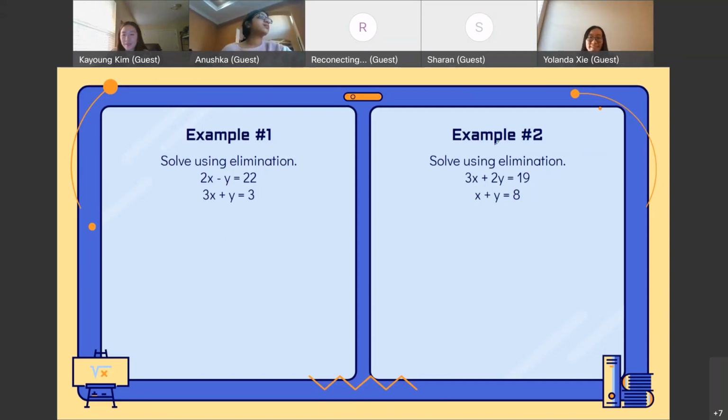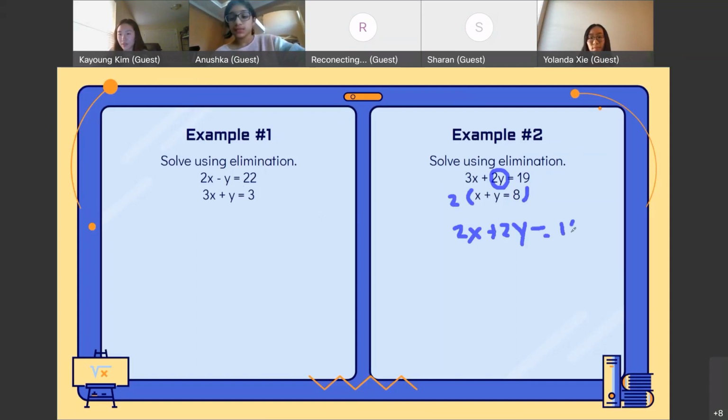Let's see. I'm gonna eliminate the y's. So I'm gonna multiply the whole equation by 2. Well, why do I want to do that? You'll see in just a second. So x plus y times 2 becomes 2x plus 2y. And then 8 times 2 is 16. So now I have this new different equation. Okay. But now, what's in common? The two y's. So now I can subtract, and it can cancel out.